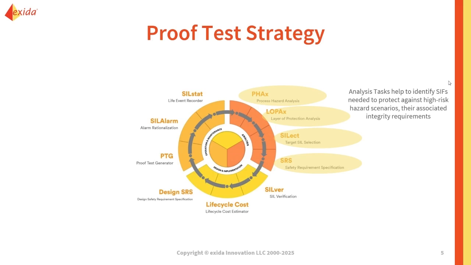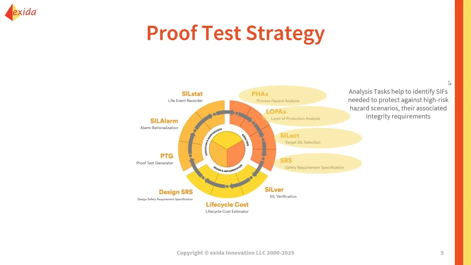And for high-risk scenarios, we're going to move on to do layer of protection analysis and SIL selection to determine the integrity requirements we need to meet in our safety functions in order to meet a tolerable frequency for that hazard scenario. So through LOPA and SIL selection, we're determining our target risk reduction factor and our target safety integrity level. And we'll hand this off to the person designing the SIF in SIL verification so that they know exactly what requirements they're trying to meet in that SIF design.